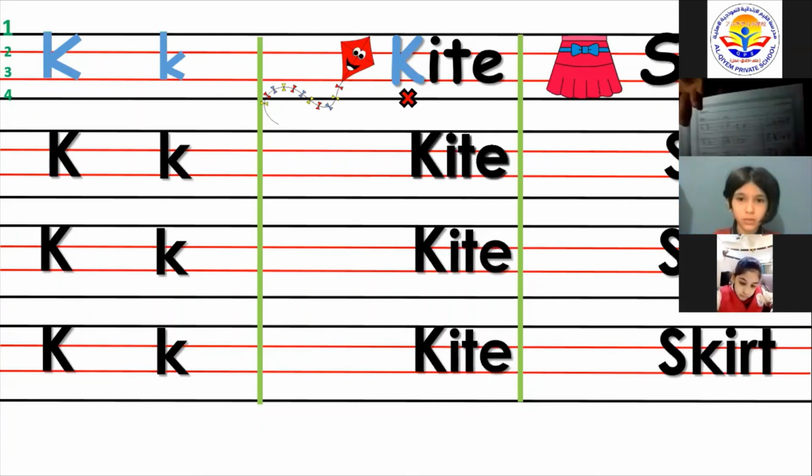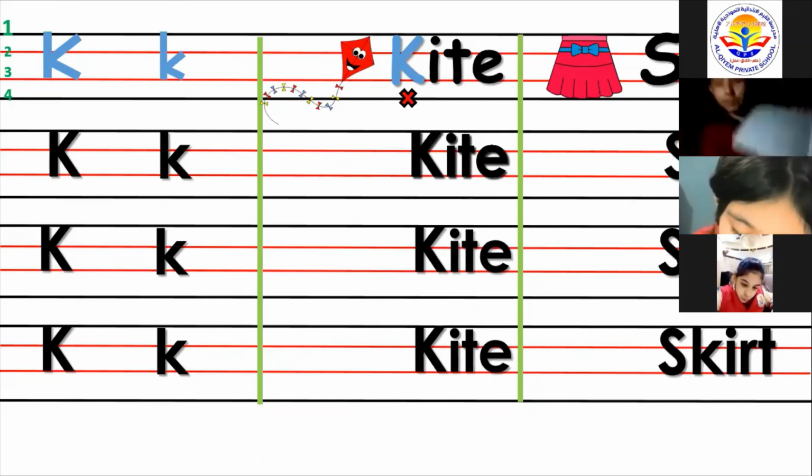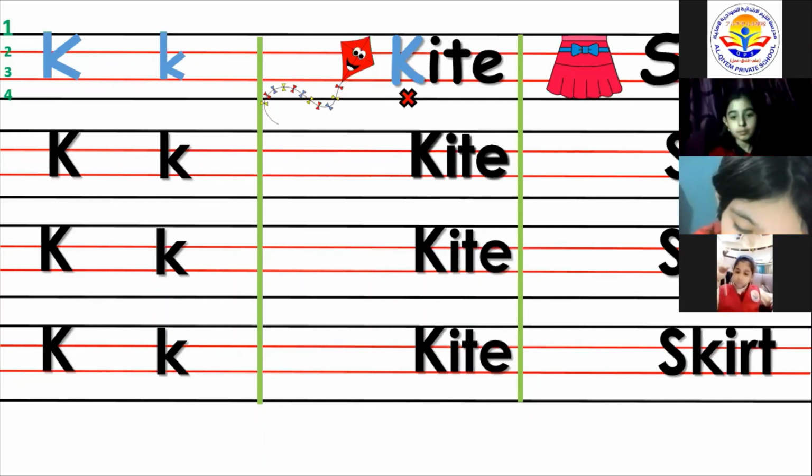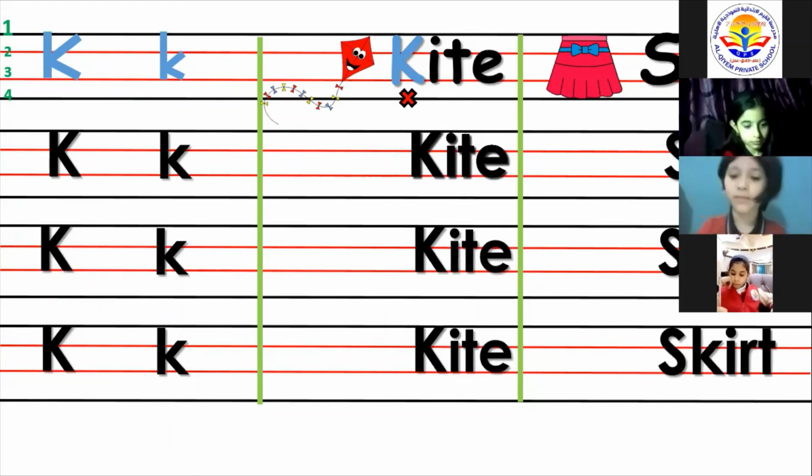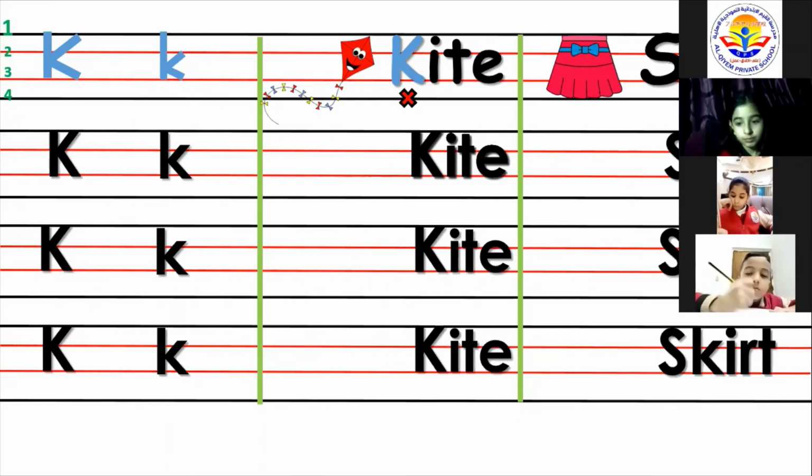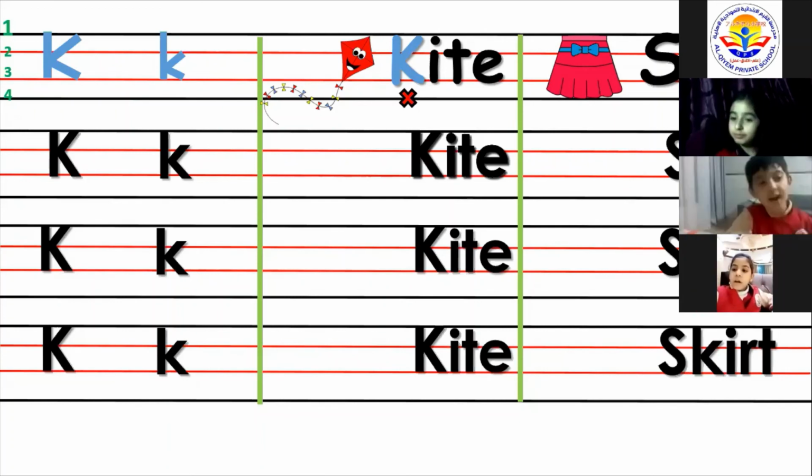Very good, Lay. Excellent. Thank you, Lay. Very good. She has done. If you have finished your writing, just unmute yourself and tell me that you have done or you have finished. I finished. Very good. I have done. Thank you. Excellent, Hamid.